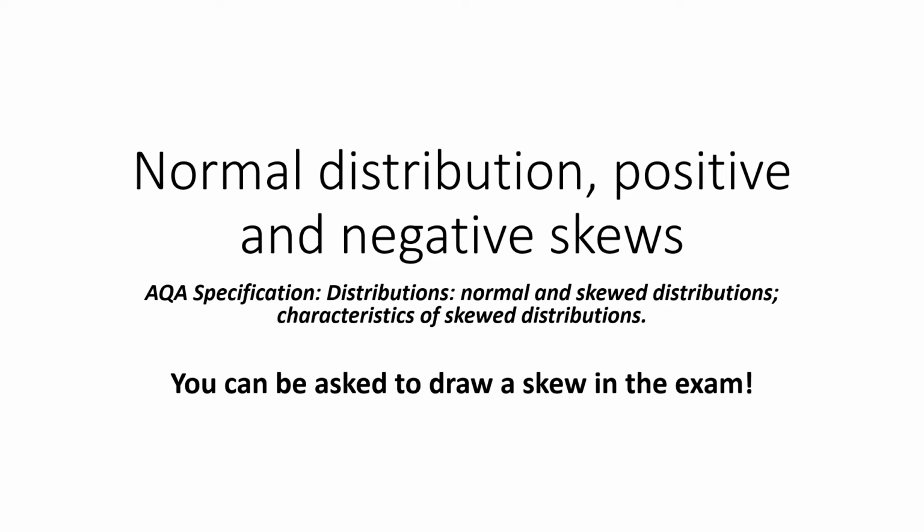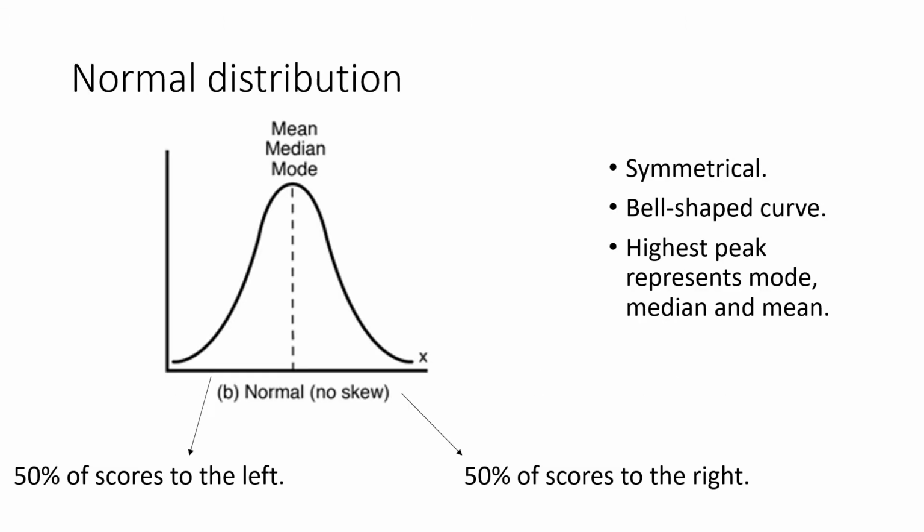Hello everyone, so today I'll be looking at normal distribution, positive and negative skews, and I've included your AQA specification point: distributions, normal and skewed distributions, characteristics of skewed distributions. So these are all the things you need to know, and students sometimes get confused between which is positive and which is negative. So I'm going to give you some tips and hints on how to remember that.